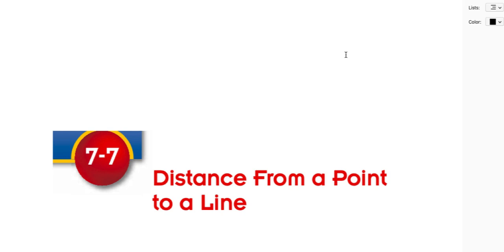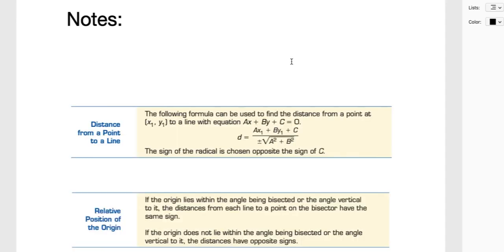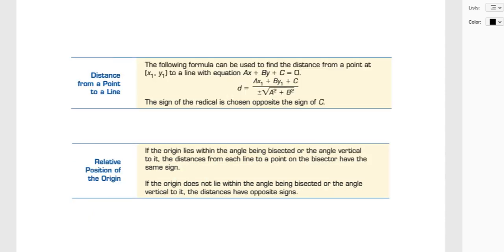Hi, pre-calculus students. We're in section 7.7 and we're going to be talking about finding the distance from a point to a line. Our notes consist of this bit of information. So we have a formula for finding the distance from a point to a line, and then we also have information about the relative position of the origin and how that affects how we'll calculate the distance. So let's unpack this first formula that we have here.